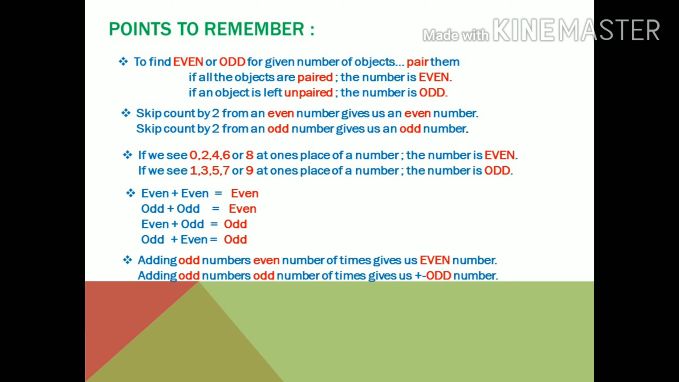Adding odd numbers even number of times gives us an even number. Adding odd numbers odd number of times gives us an odd number.